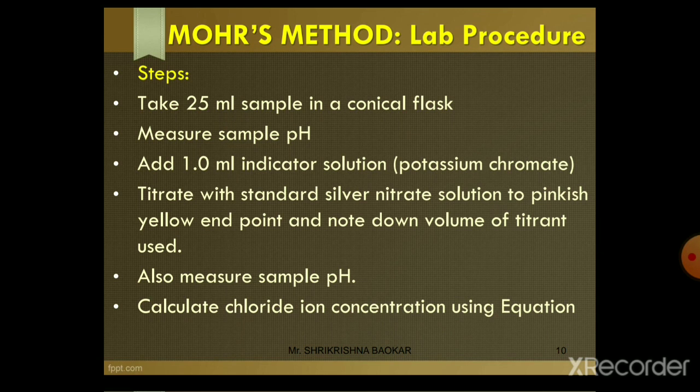Now the steps of the titration. Take 25 ml sample in a conical flask. Measure sample pH. Add 1 ml indicator solution, potassium chromate. Titrate with standard silver nitrate solution to a pinkish yellow endpoint and note the volume of titrant used. Also measure sample pH. Calculate chloride ion concentration using the equation.